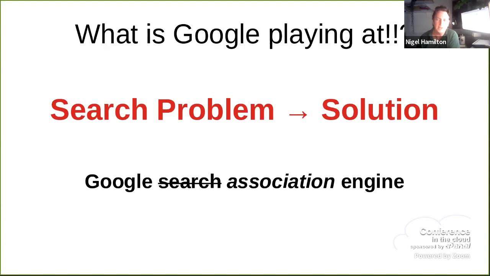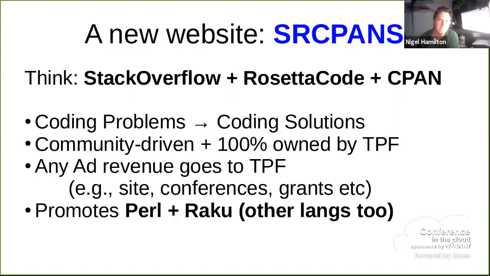And in a way, Google is a kind of an association engine. It's not really a search engine. It's just looking to associate problems and their solutions, a bit like an ant might associate with a food source. It's trying to find the optimal solution for a given search problem. So that association between problem and solution is something I think Perl and Raku may be missing. So I think there's something we can do about it.